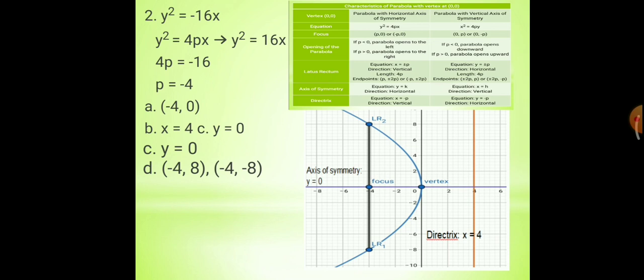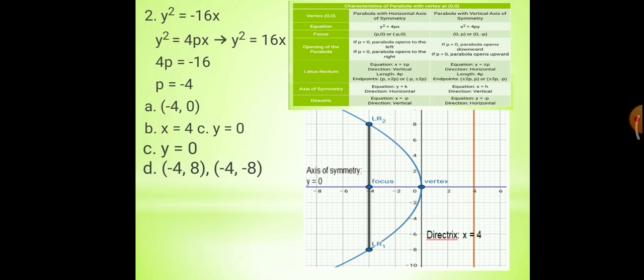Axis of symmetry: y is equal to k. Since this parabola has its vertex at the origin, which is (0, 0), the value of k is 0, then our axis of symmetry is y is equal to 0.